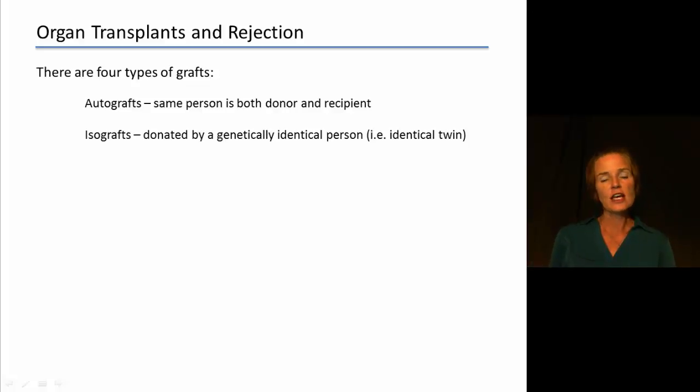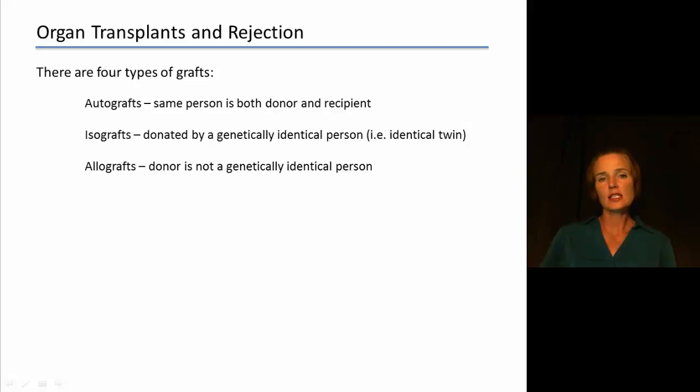An isograft is going to be when you have the transplant donated by a genetically identical person. Now, this is going to be really difficult to obtain because for that to be the case, there has to be an identical twin that we can get that transplant from. So autografts and isografts, that's the best case scenario, not always going to be possible.